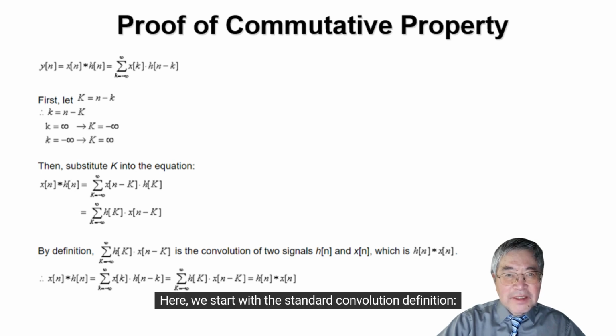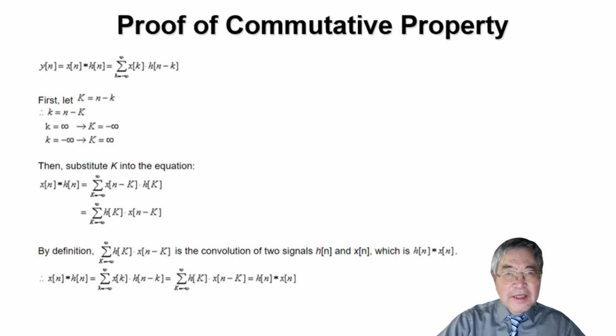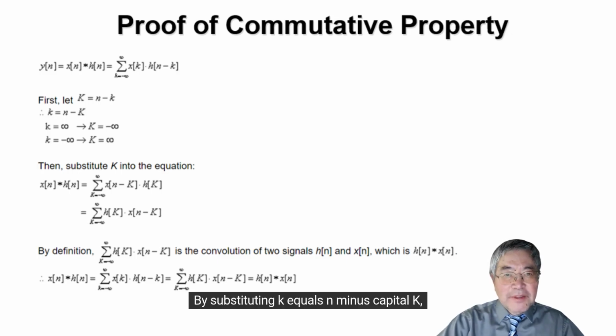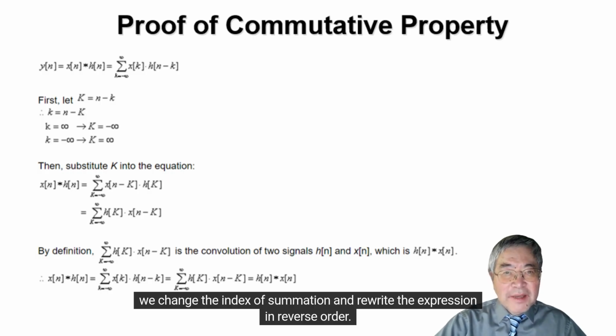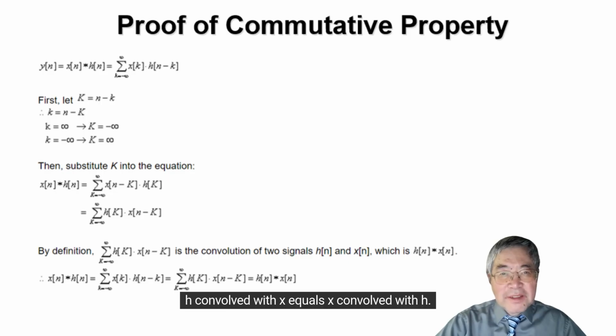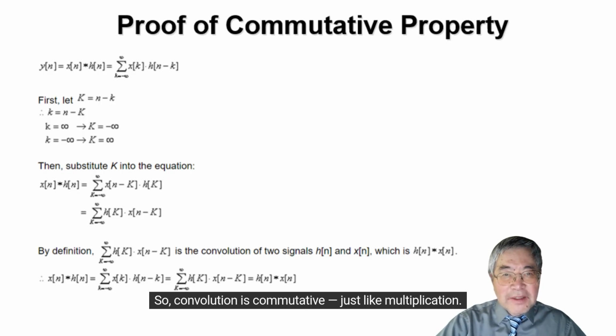Here we start with the standard convolution definition. y of n equals the sum over k of x of k times h of n minus k. By substituting k equals n minus capital K, we change the index of summation and rewrite the expression in reverse order. This leads directly to h convolved with x equals x convolved with h. So convolution is commutative, just like multiplication.